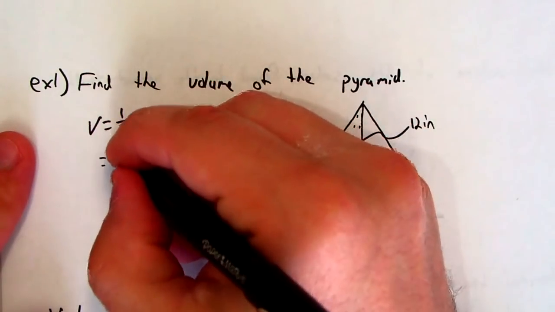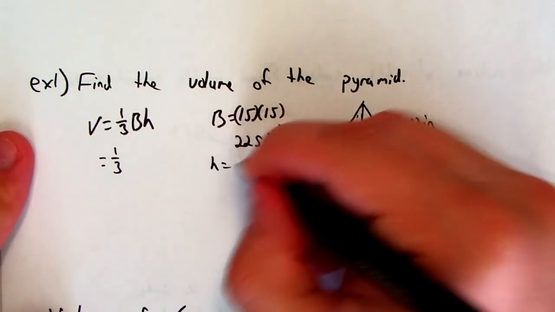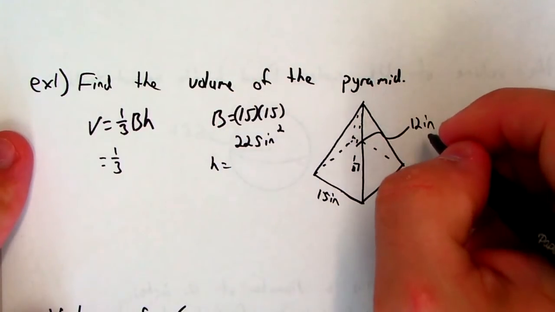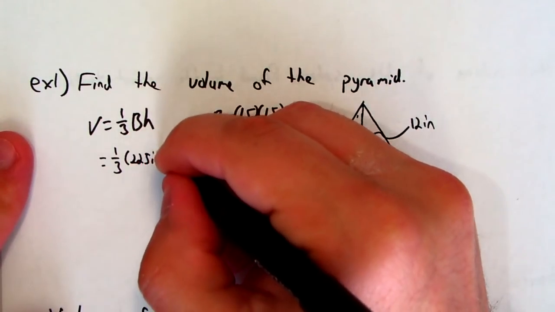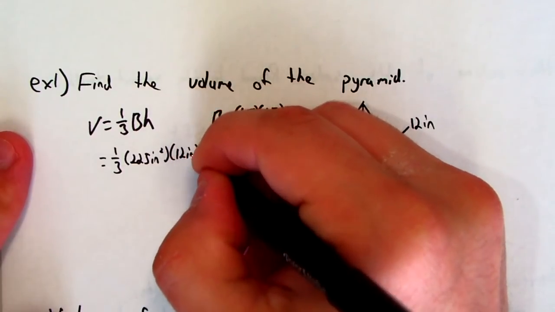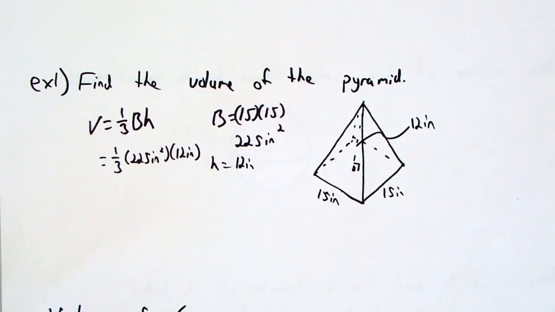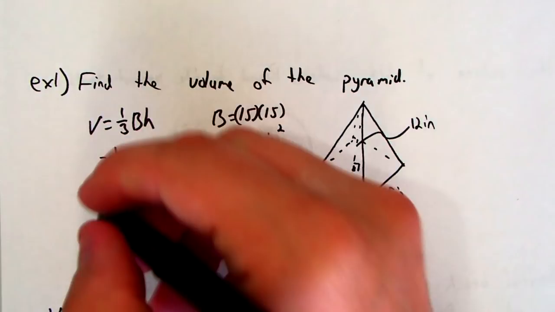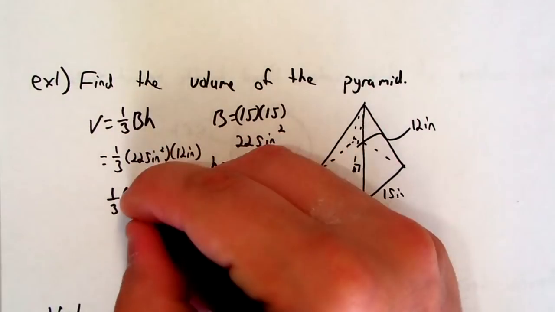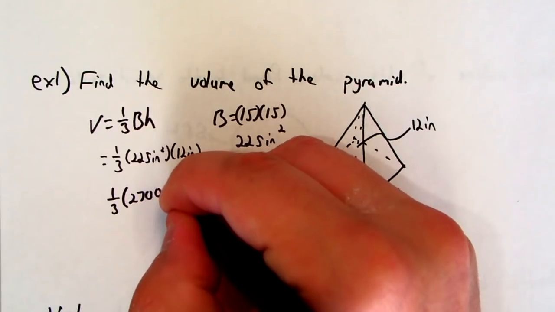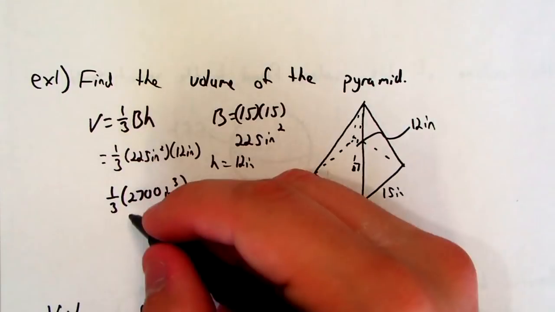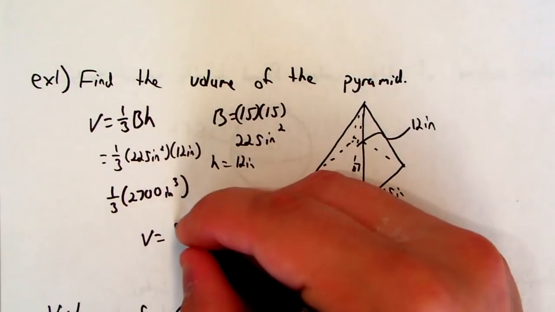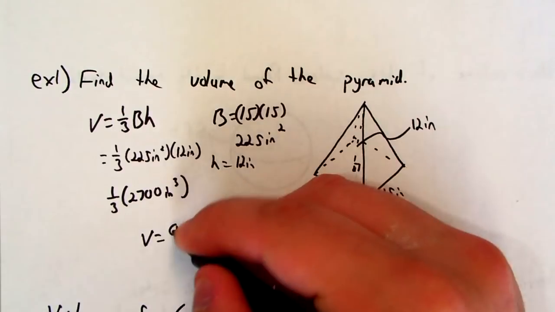Start substituting in. So h in this case is this height, which is 12 inches. So I have 225 inches squared and 12 inches. If I go ahead and multiply those two numbers together, 225 and 12, I get 2,700 inches cubed now. And then multiply that by 1/3, so the volume in this case would be 900 cubic inches.